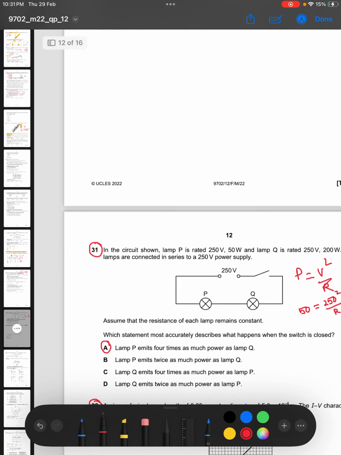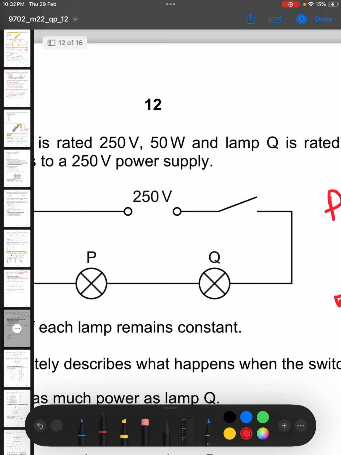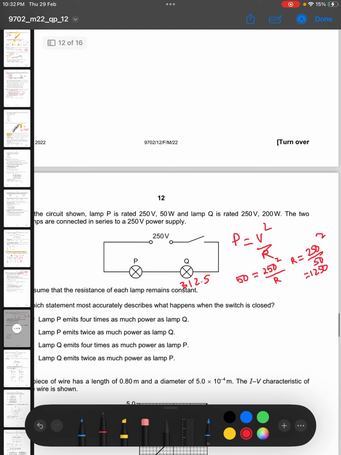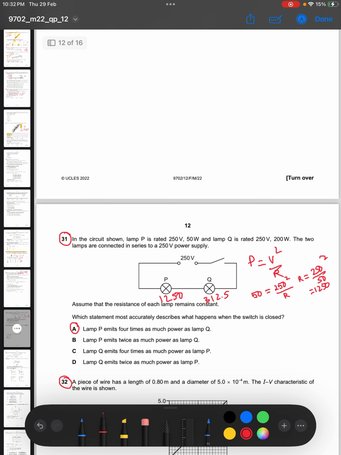What about the resistance of lamp Q? For lamp Q, the power is 200, so we'll divide by 200 instead of by 50. So its resistance will be 312.5. The resistance of the other one was 1250. Knowing this, if you check these values, you can see that the resistance of P is 4 times the resistance of Q.